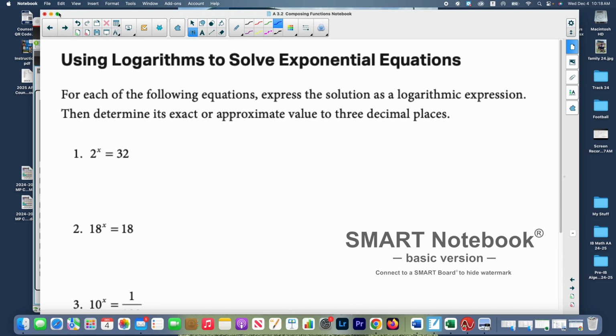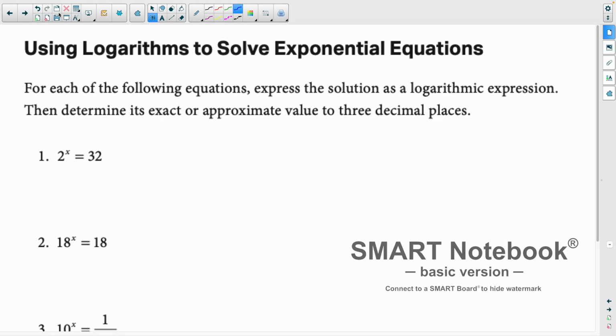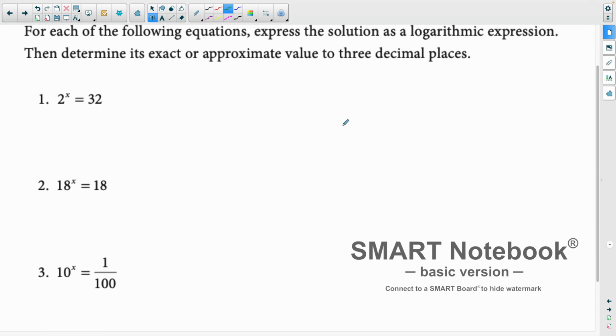All right, on page 29, we did this. I believe we did number 2 together yesterday. All right, and number 2, what do we do to solve for an exponent? How do we get rid of this 18 right there? We do the log of that base. Okay? We do the log of that base. So log of 18 is 18. There's an x there. We do the log of 18 on the other side.